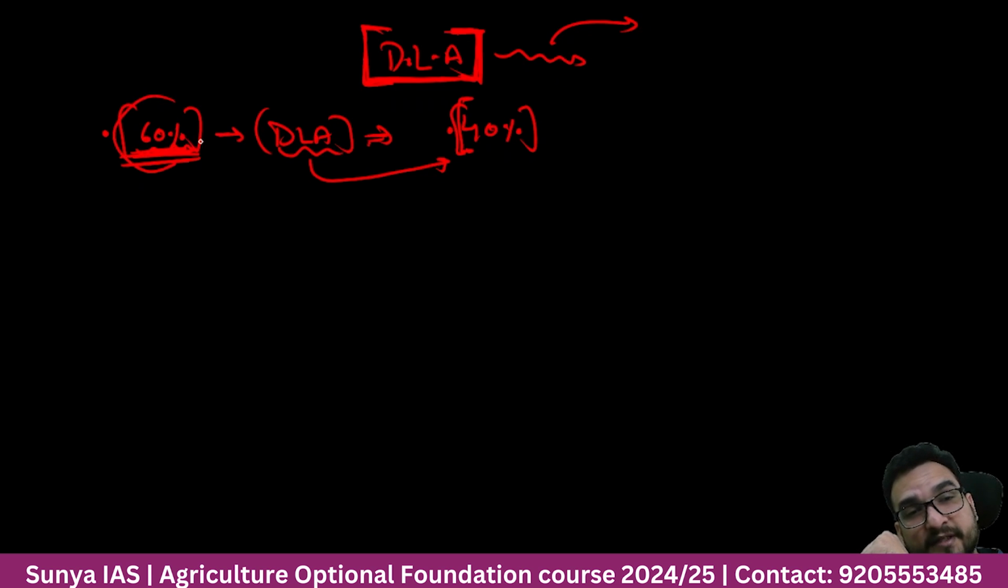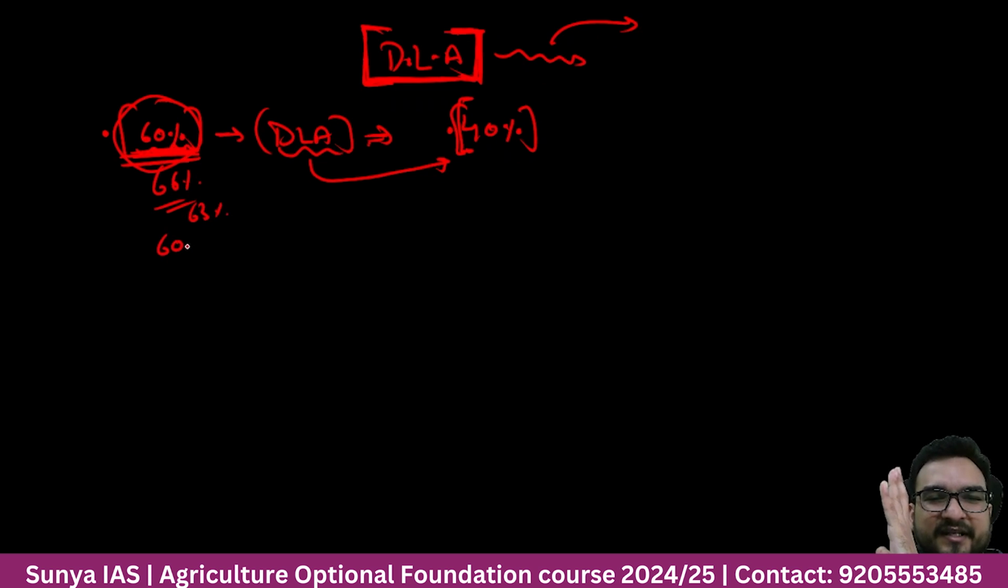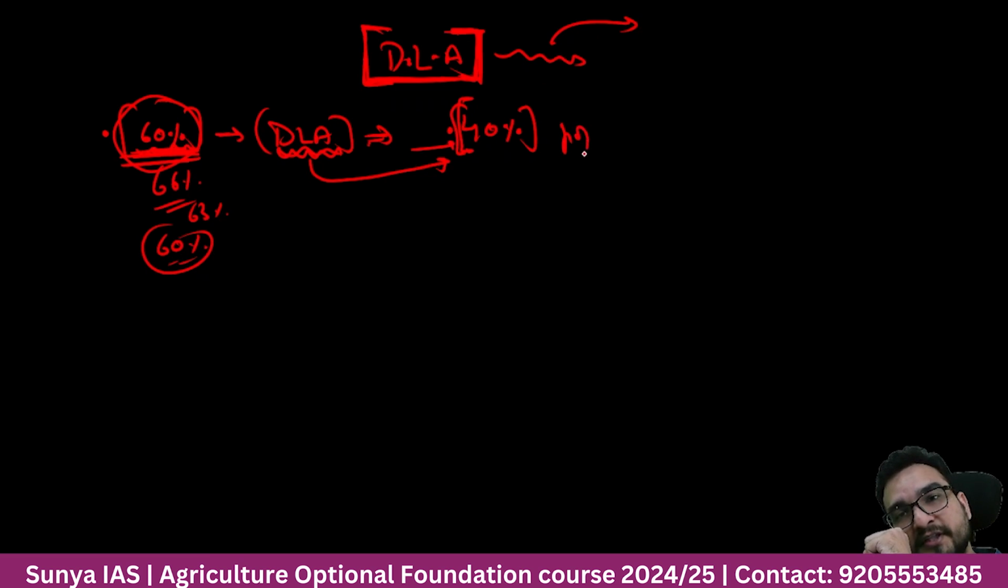Now 60%, more than 60%, usually somewhere you will see 66%, somewhere 63%. You just write greater than 60% area is under dryland agriculture, where 40% of the population is dependent. Remember this point also.